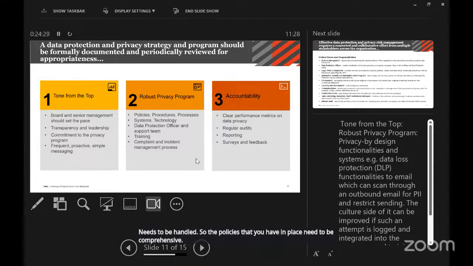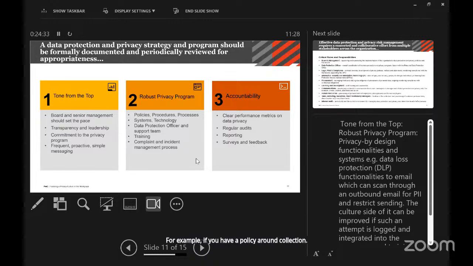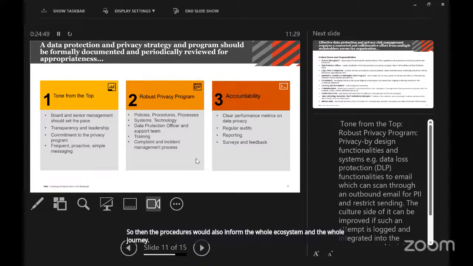For example, if you have a policy around collection, it needs to have all the steps at which you collect information covered, so that you have sight of which teams are involved and which customers are affected. So then the procedures would also inform the whole ecosystem and the whole journey of the information that you have.